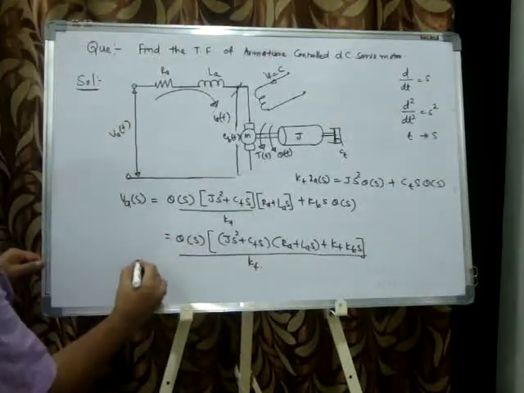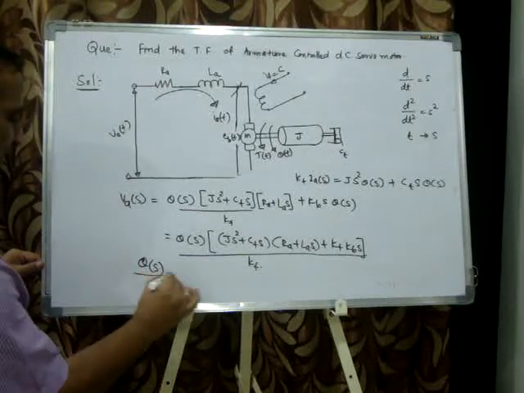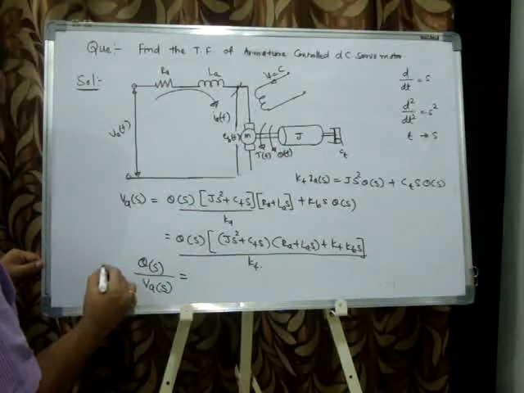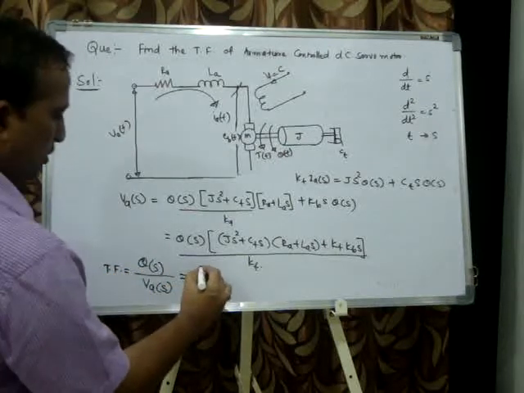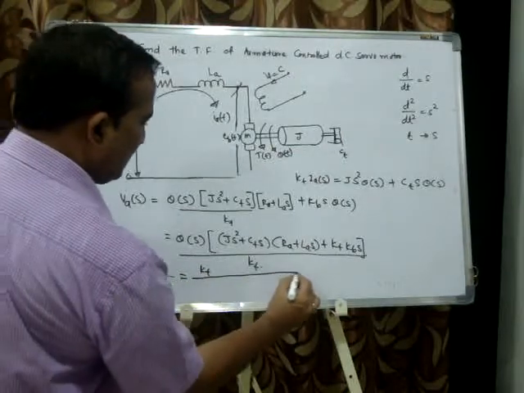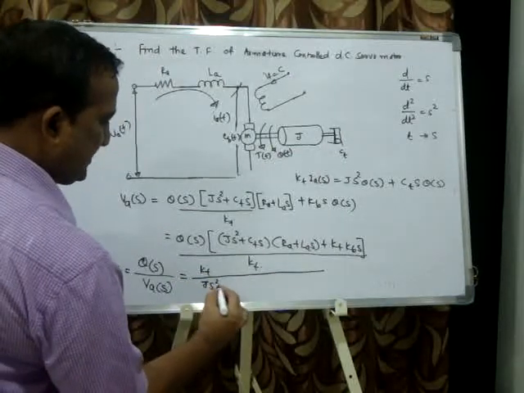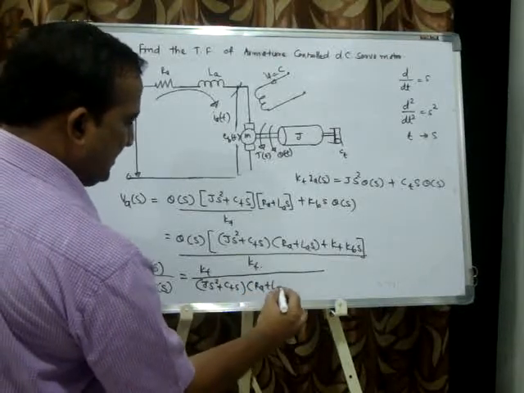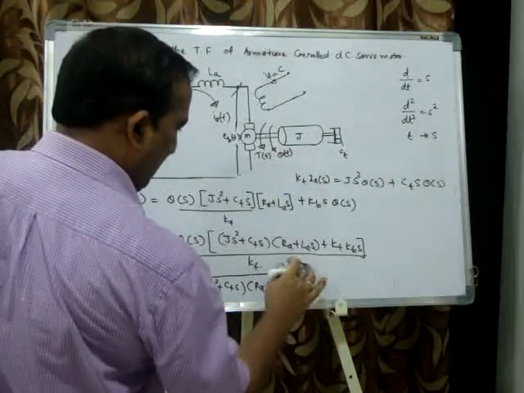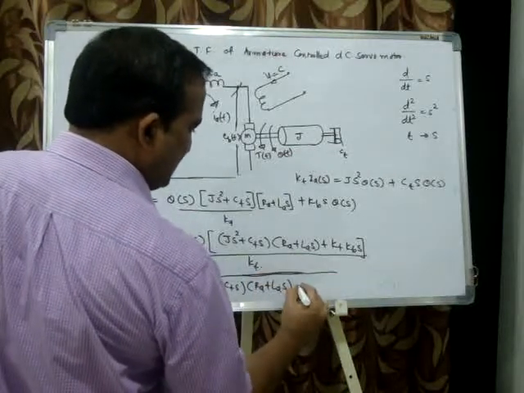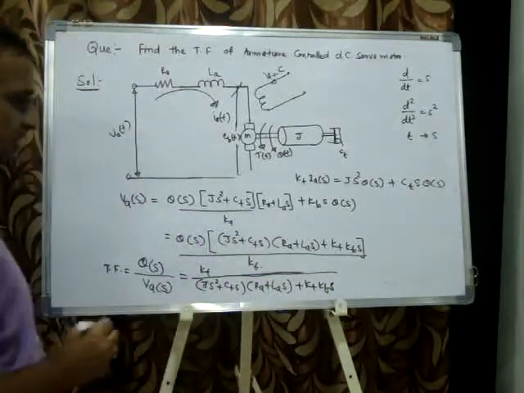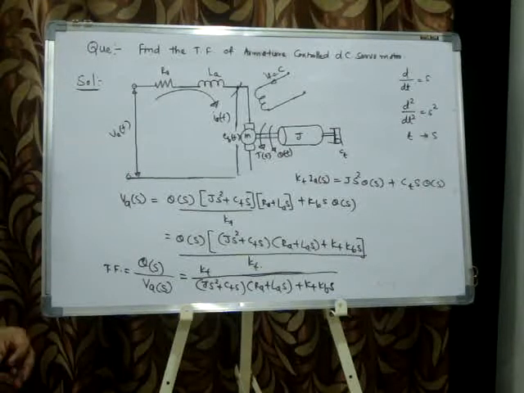So now theta(s) divided by Ea(s), Laplace of output divided by Laplace of input, is called the transfer function. That is equal to KT divided by (Js square + CTs)(Ra + Las) + KT Kb s. This is the final transfer function.